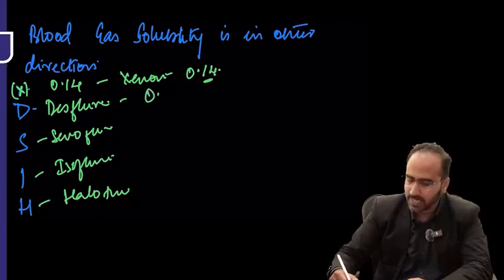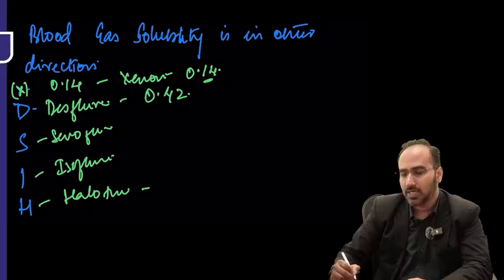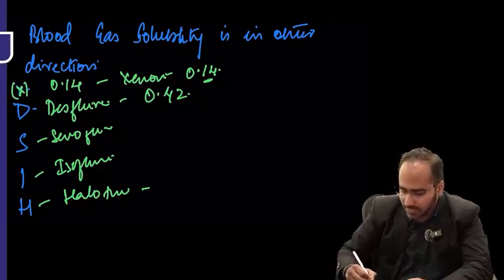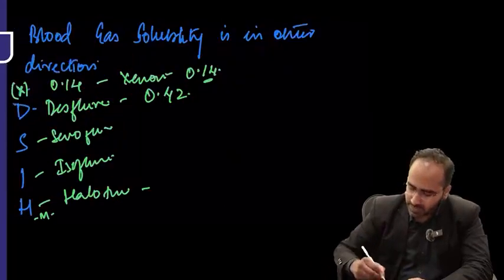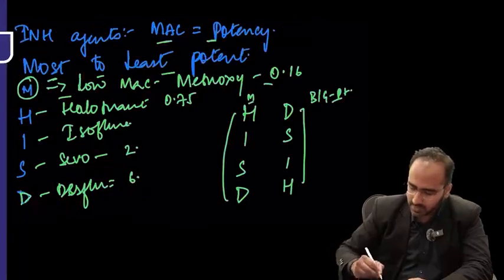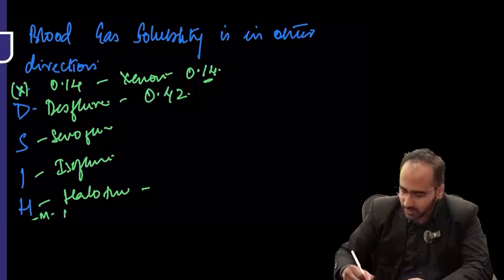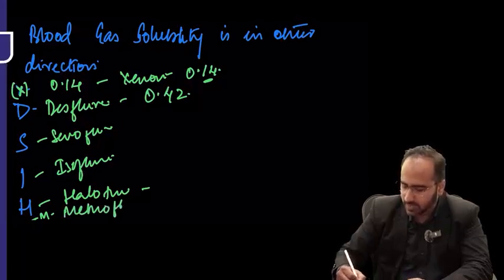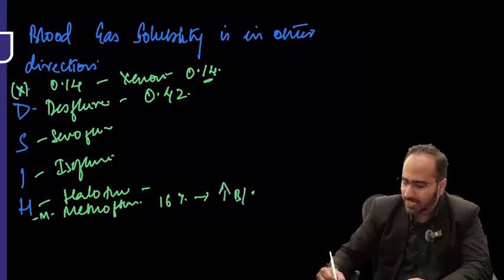Next, desflurane is having a blood gas coefficient of 0.42. Halothane is having a blood gas coefficient which is very high. Right? And here also remember, guys, methoxyflurane is there. Remember DSIHM you have to remember. Here you are remembering MHISD, no? You have to remember DSIHM. M stands for methoxyflurane. Methoxyflurane is having a blood gas coefficient of 16. That is, it is having a high blood gas coefficient.